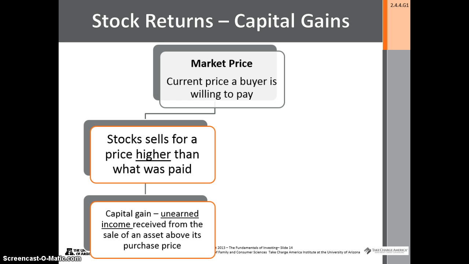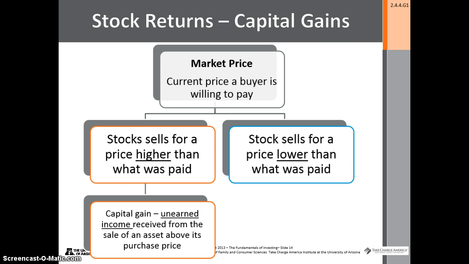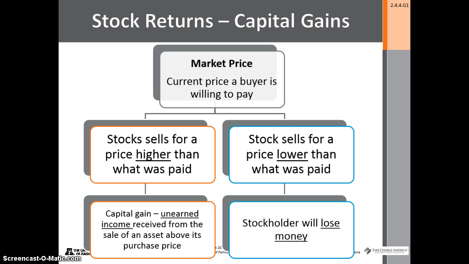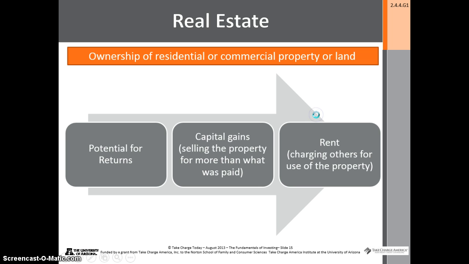Here's some more information on your capital gains. You've got your market price, the current price a buyer is willing to pay. So the market price is what it's going for at this current time. Stocks sell for a price higher than what was paid. If the stock sells for higher than what it was paid, then you're going to make a capital gain, which is your unearned income, like I was just explaining. If the stock sells for a price lower than what was paid, then the stockholder is going to lose money. So the market price is what you actually can sell it for at the current time.